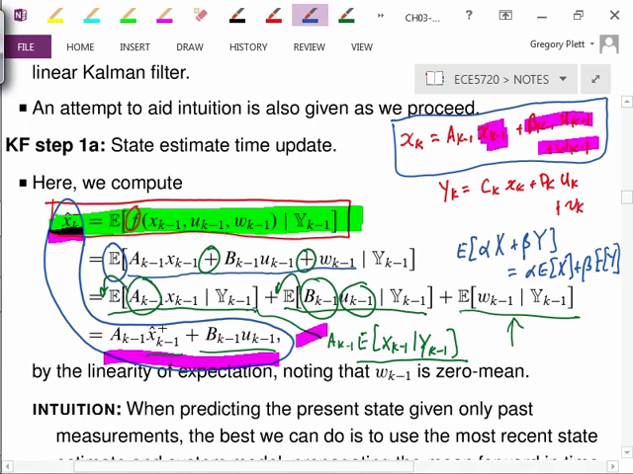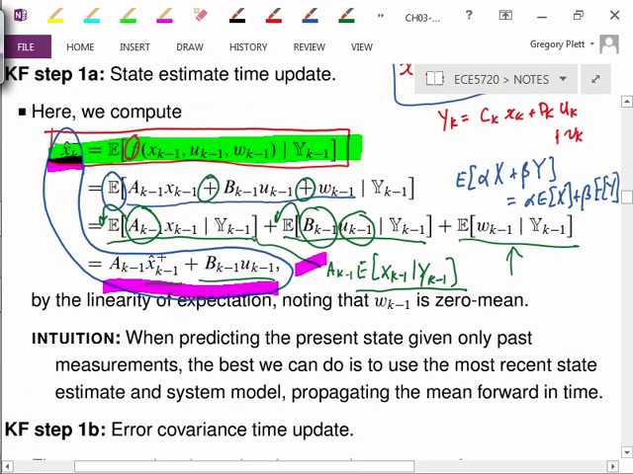So again, trying to be careful with nomenclature. We are predicting a present state because we're not using data up until the present time. We're using only past data. So when we're predicting, the best we can do is to use the most recent estimate from the prior step and the model, and we propagate the mean, in other words, that state estimate, forward in time.